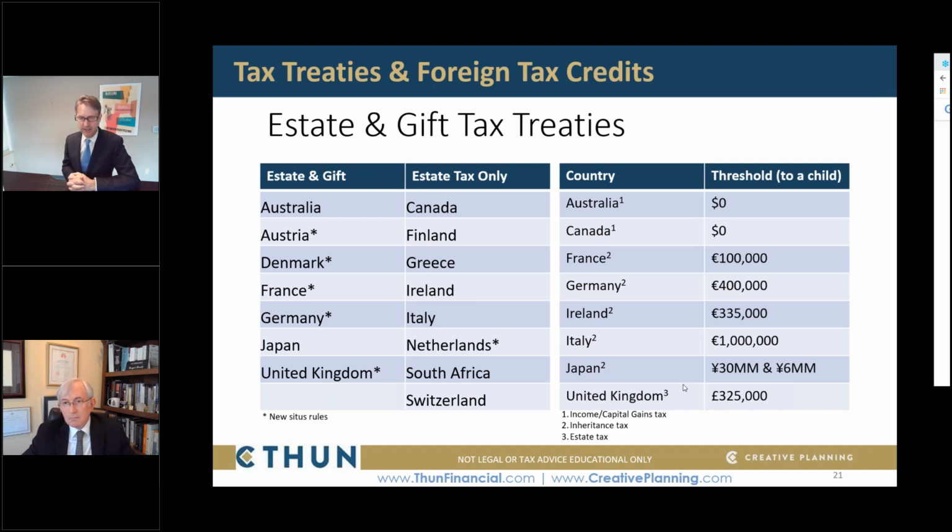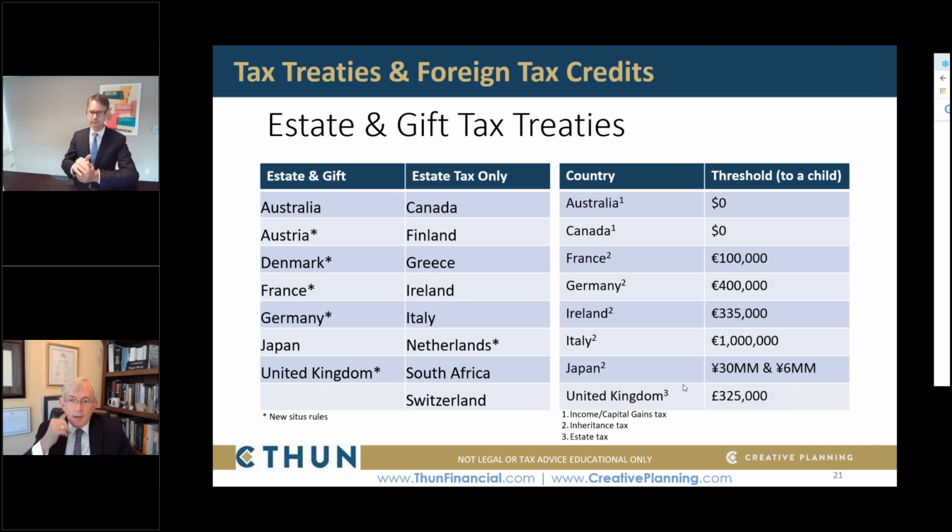Michael writes, if a U.S. citizen resident of Austria, which has a treaty with the U.S., leaves his assets to a citizen of the Netherlands, which does not have a treaty with the U.S., does this have U.S. estate tax implications? Well, first of all, I think both Austria and the Netherlands have estate tax treaties with the U.S. But Roger, do you want to try to answer this one?